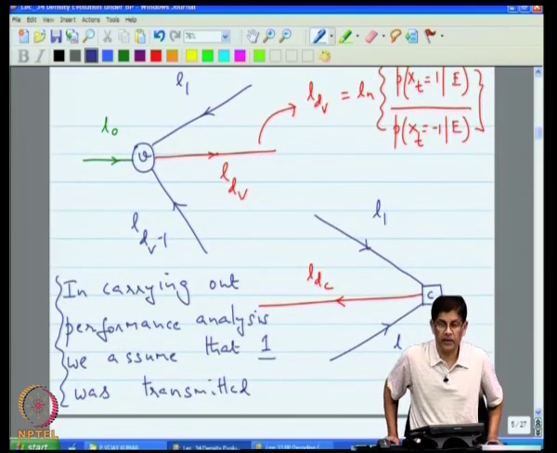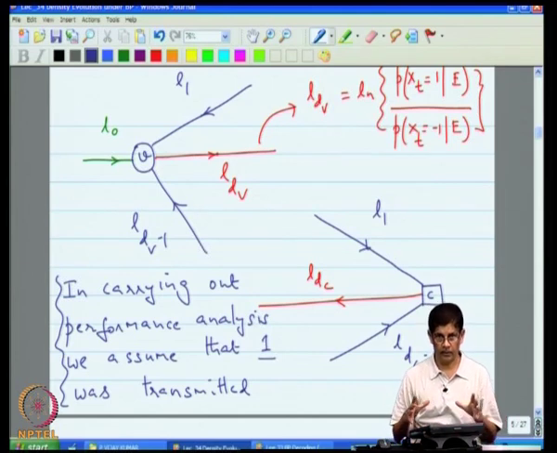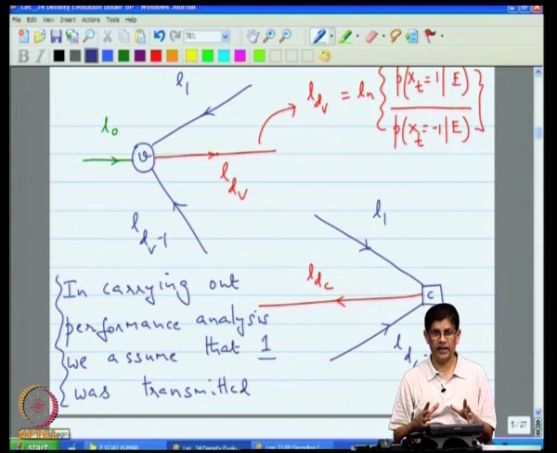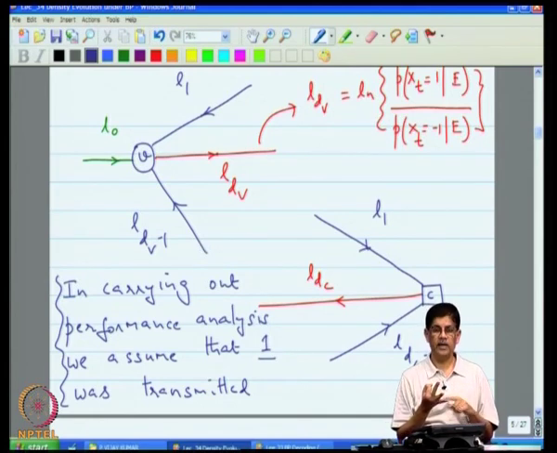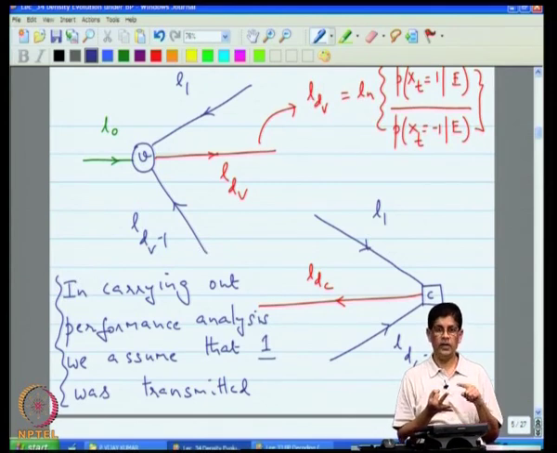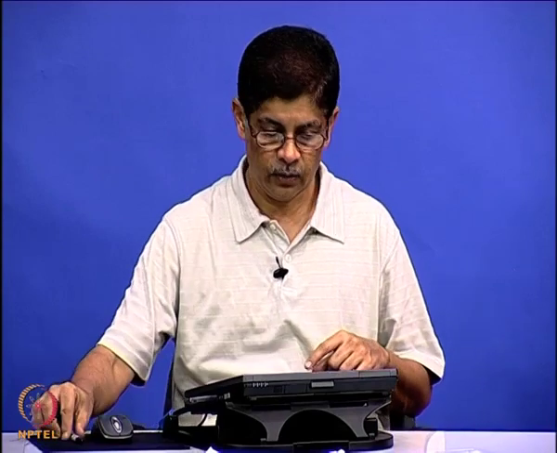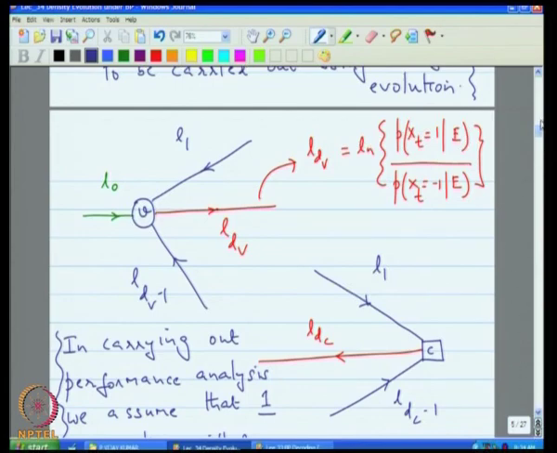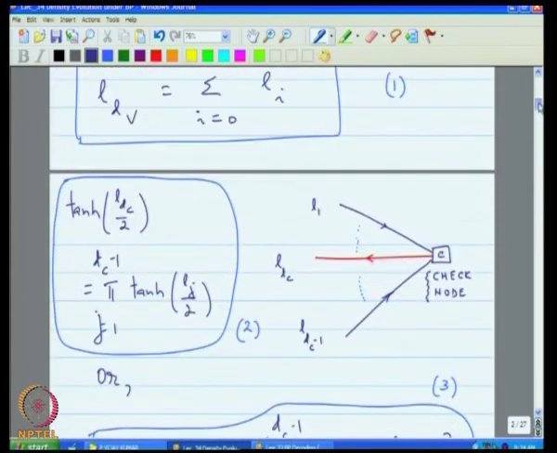We discussed this sometime earlier: in general, when you are doing performance analysis of LDPC codes, you can always assume that the all-1 code word was transmitted, provided certain conditions were met. That is, you needed the channel symmetry condition to be met, symmetry in the messages passed across a variable node, and symmetry in the messages passed across a check node. You can check that that is very easily the case. Let us take a look at that.